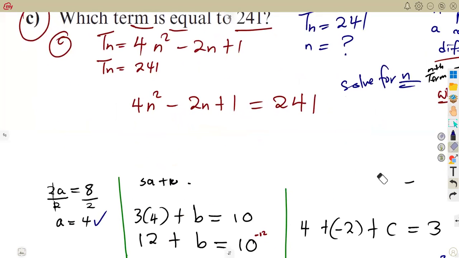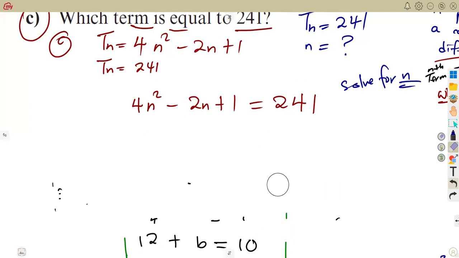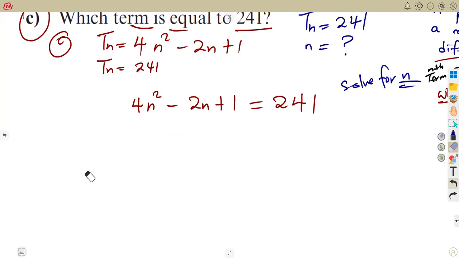That is why I was saying, as you are working with a quadratic sequence, bear in mind that a quadratic can happen. Is it a quadratic equation? Is it the property of a quadratic function? Because here we can see the highest exponent being 2, and we need to solve for n. That's a quadratic equation. Remember your quadratic equation.